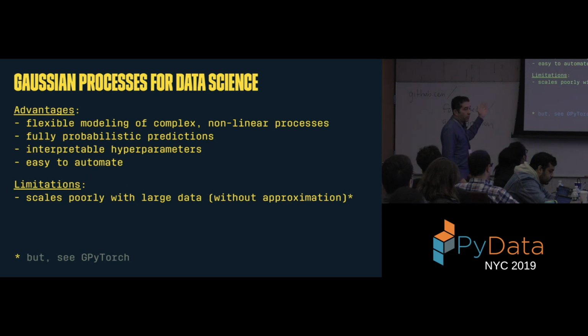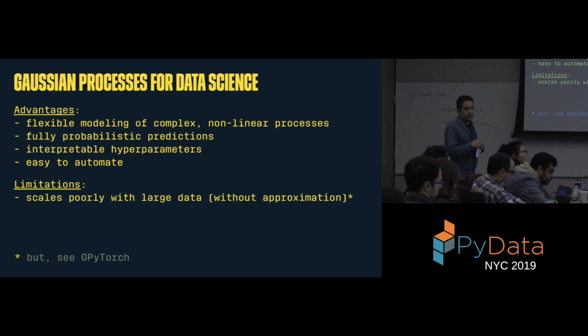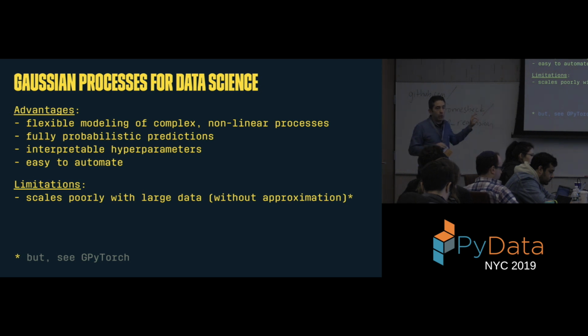The advantages, I hope I've made clear. It's flexible. You get probabilistic predictions, which are nice. Interpretable hyperparameters, I think they are. Maybe you don't. Length scales show over what scale things vary. And it's relatively easy to automate. And the limitation is that it scales poorly with large data, as we saw.